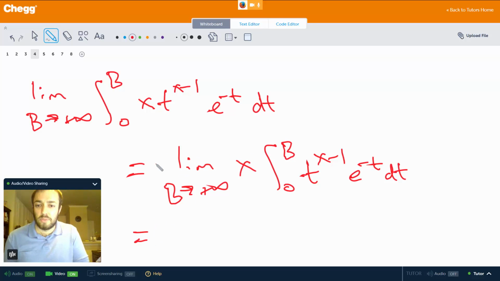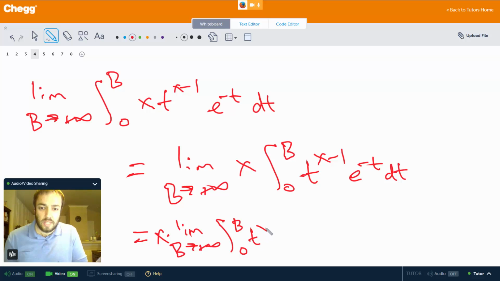And likewise, as far as this limit is concerned, x is a constant because the limit is just a limit in terms of b. Okay, the limit depends on b, has nothing to do with x. So we can pull x out of the limit as well. So we end up with x times the limit as b goes to positive infinity of the integral from 0 to b of t to the x minus 1 e to the minus t dt.